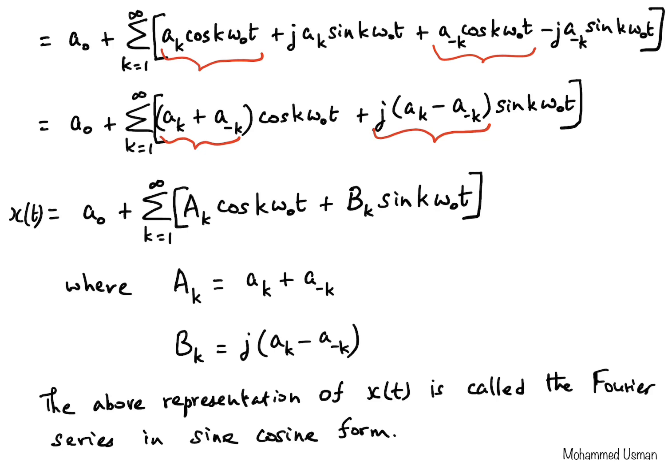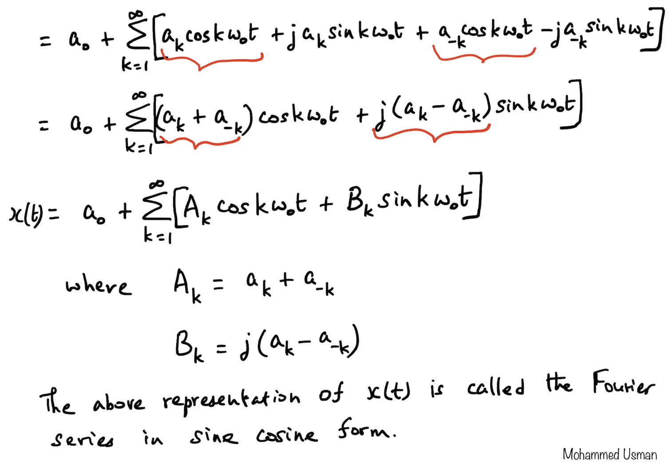So when trying to obtain the Fourier series representation of a signal x of t, what we have to do is find the values of the a_k's. We've seen the formula to compute the a_k's, and for different values of k, that is k equal to 0, 1, 2, 3, and so on, we need to compute the value of a_k. If it's in the exponential form, we directly substitute those a_k's into the exponential Fourier series equation, and we get the signal represented as the Fourier series in the exponential form.